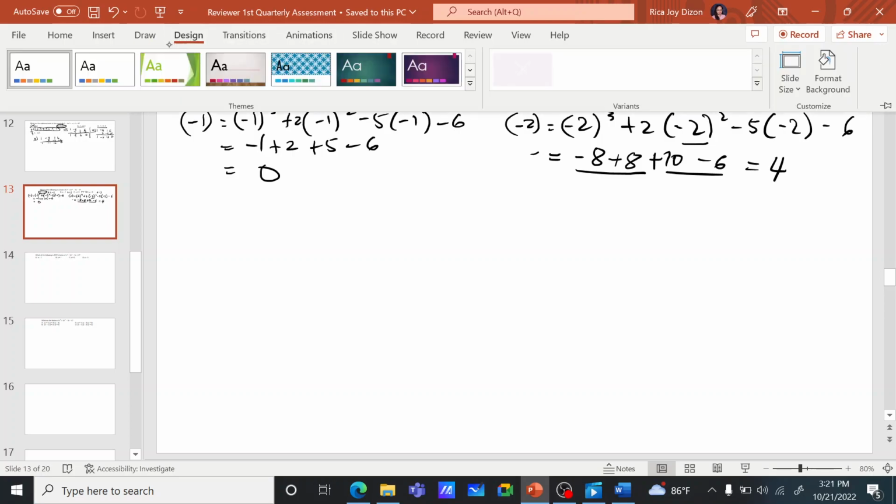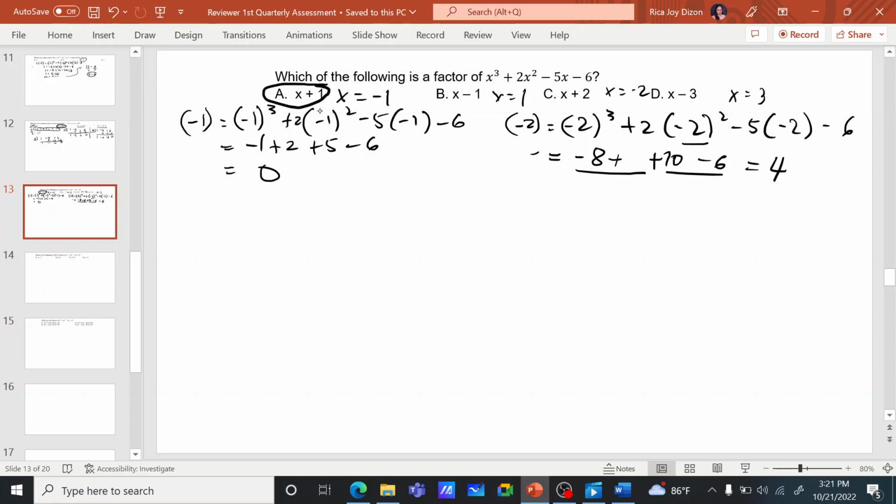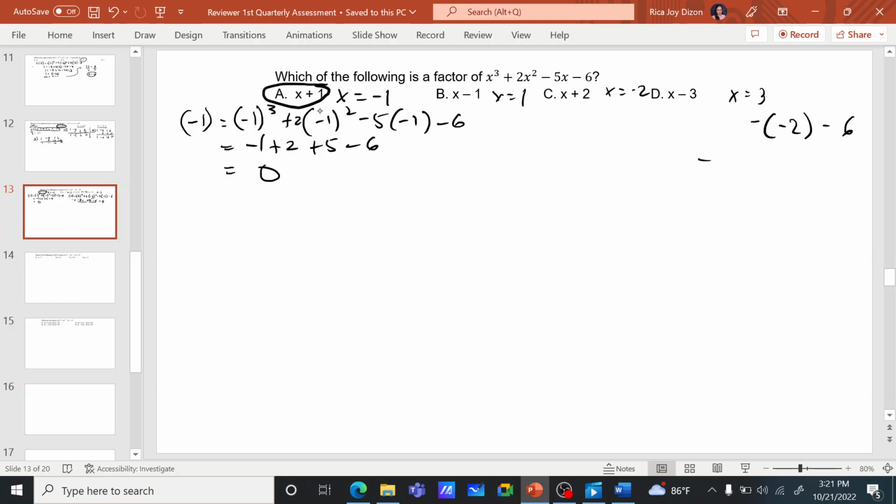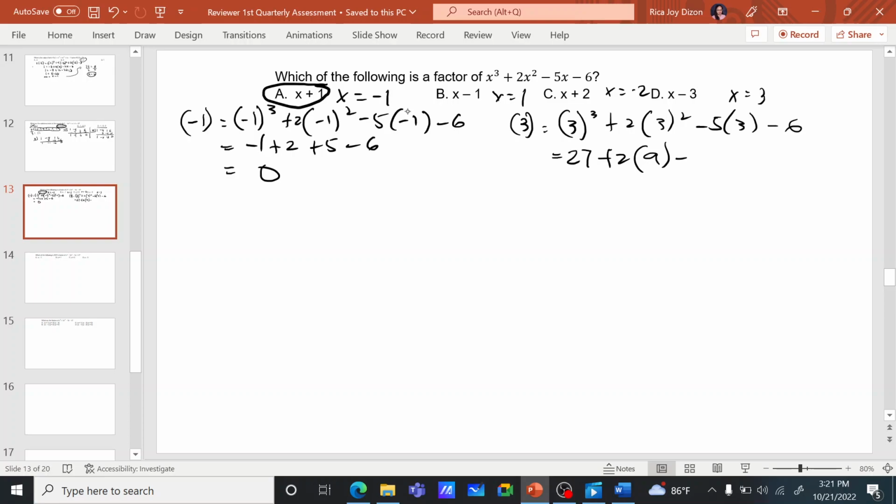Lastly, let's try letter D to make sure that A is the only answer in here. We substitute 3 for our x this time. So this becomes 3 cubed plus 2 times 3 squared minus 5 times 3 minus 6. 3 cubed, 3 times 3 times 3, is 27. Plus 2 times 3 squared, which is 3 times 3, 9. Negative 5 times 3 is negative 15, minus 6.